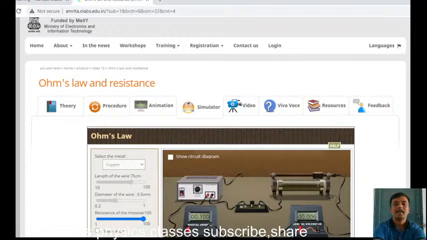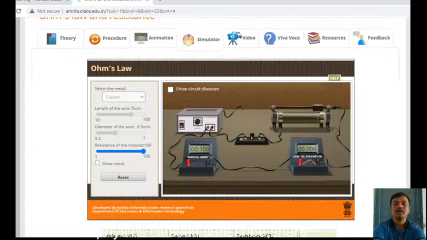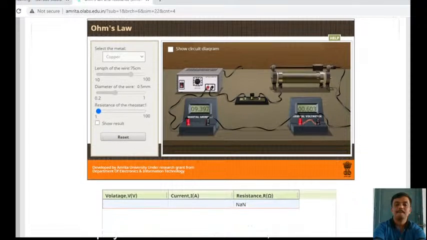This is about the practical. If you have any query, write in the chat box. First, I will tell the readings also. First you keep it here somewhere. Now the voltmeter reading and ammeter reading, what is happening? We are keeping the resistor at 1 ohm.